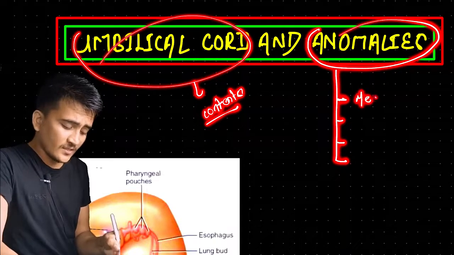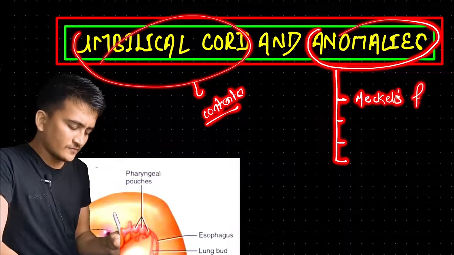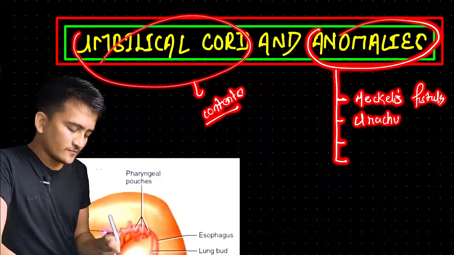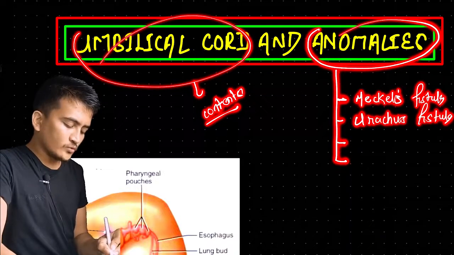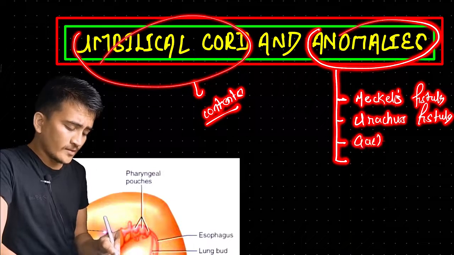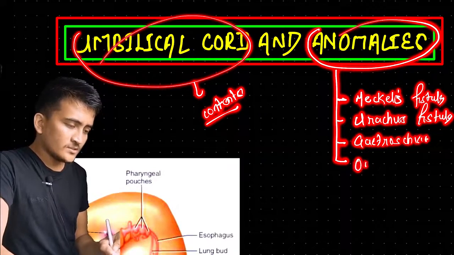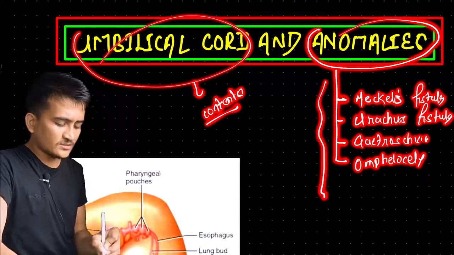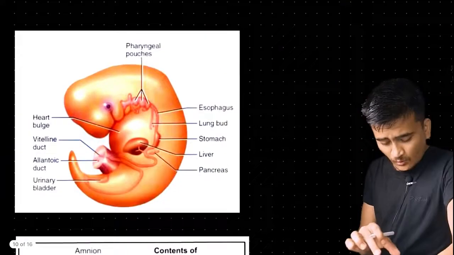The first is Meckel's fistula, M-E-C-K-E-L. Another is Urachus fistula. Another is gastroschisis. And another is omphalocele. We'll be talking about these anomalies. Now, before getting into that, let us focus on this diagram.